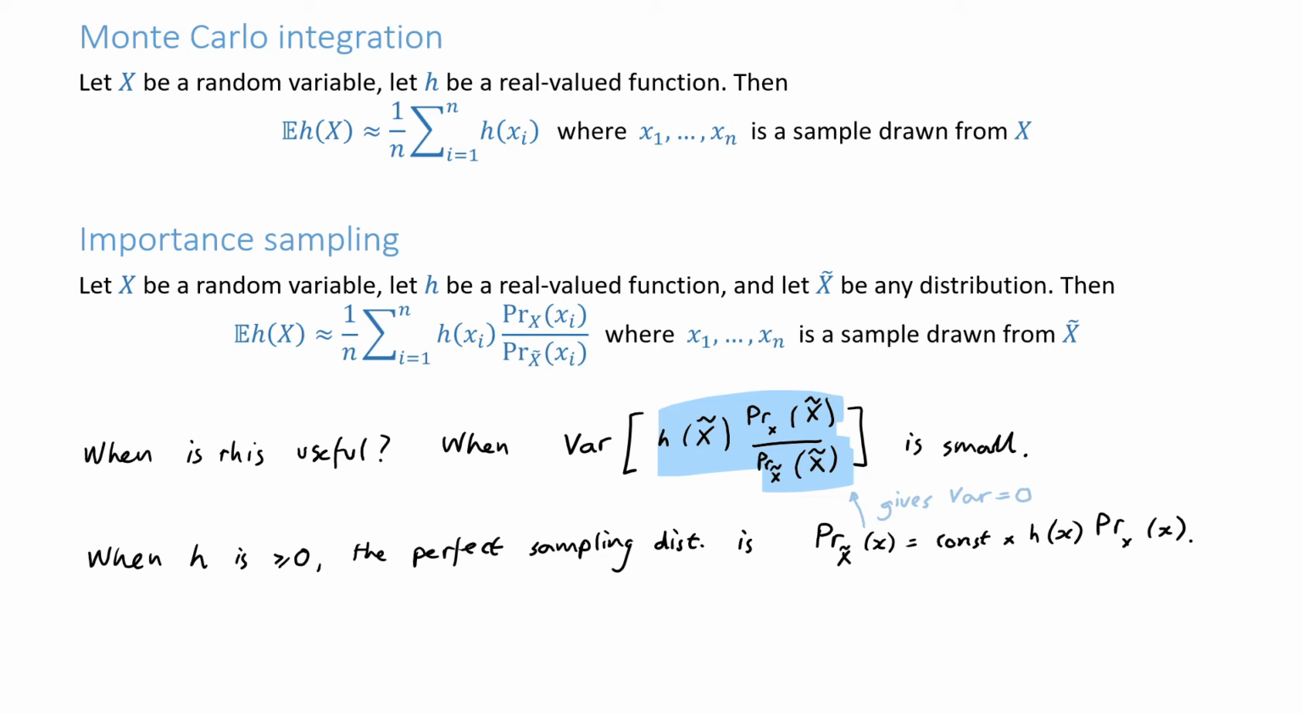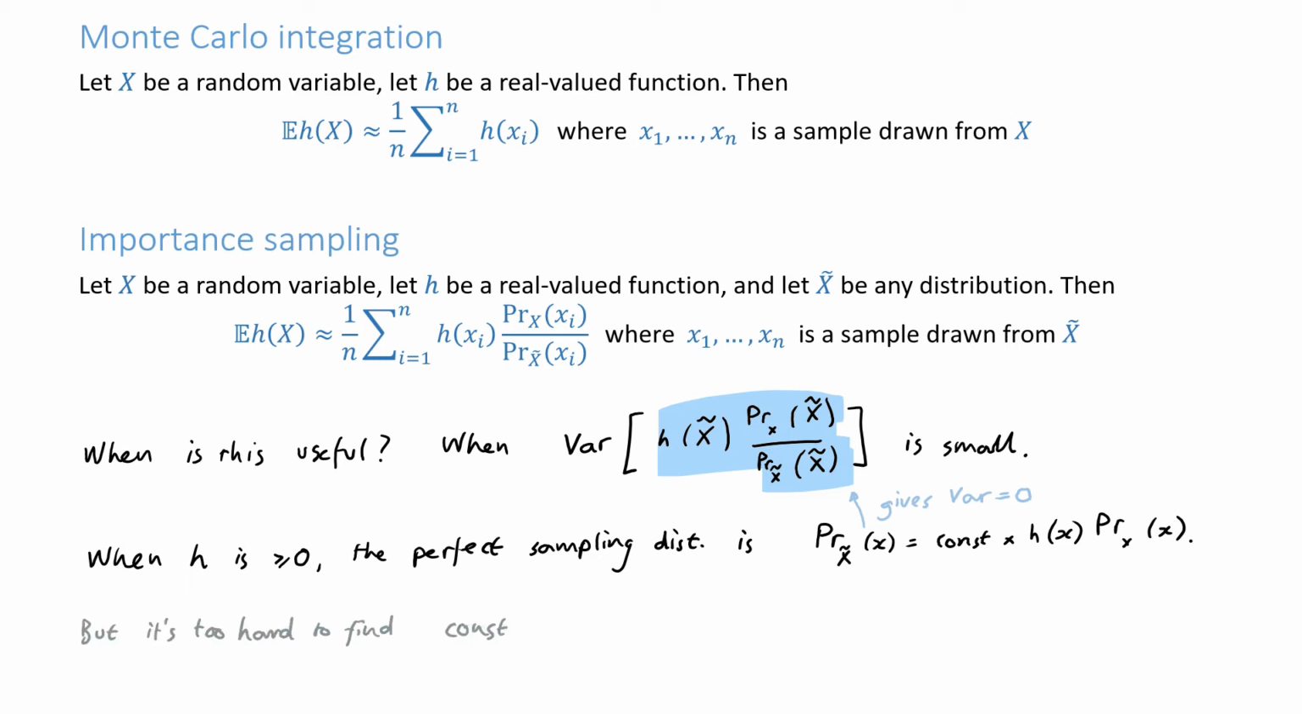Of course, this only works when h is non-negative. We can't define a sampling distribution with negative likelihood because that's just nonsense. Well, this looks perfect. But there's a catch, of course. There's always a catch. What should the constant be?